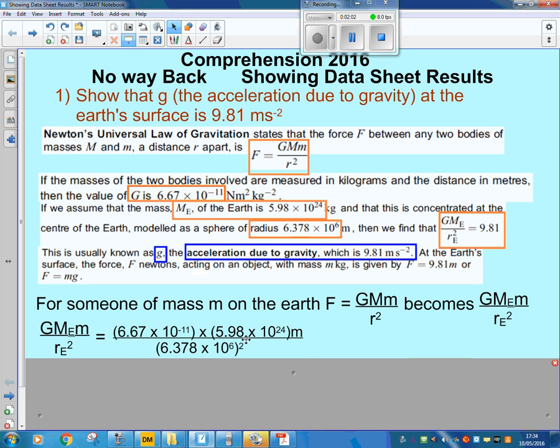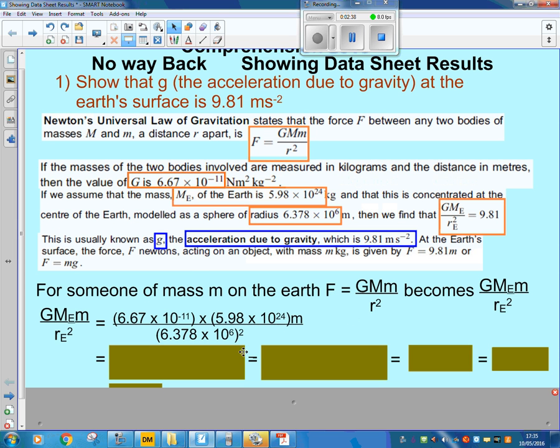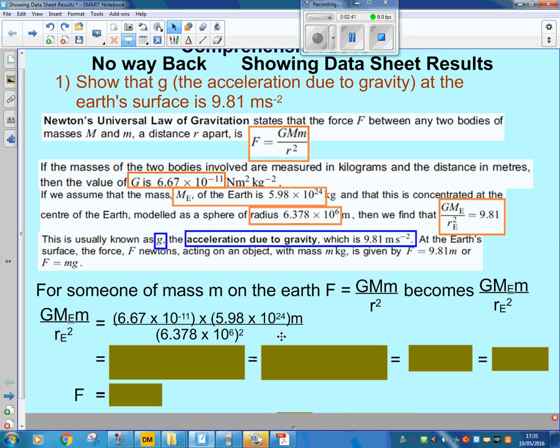Now, if we slot in the numbers, where we've got G, I'm putting 6.67 times 10 to the minus 11. Where I've got capital M_e, I'm putting the mass of the Earth, 5.98 times 10 to the 24. Little m is the mass of a person, we don't know that, so that stays as little m. And then I want r_e squared, that's the radius of the Earth, 6.378 times 10 to the 6, and it's squared. Now, we could type all this straight into the calculator and see what we got, but just to get a feel for it, we can actually do some calculations with the indices first.